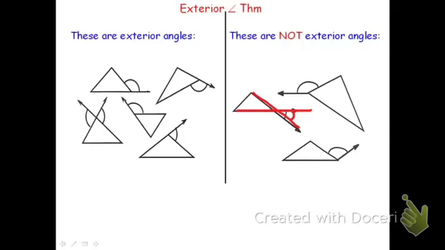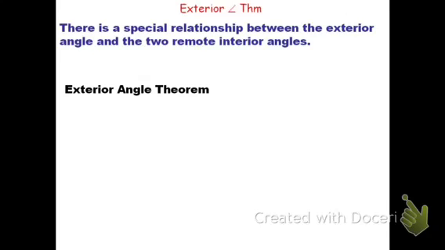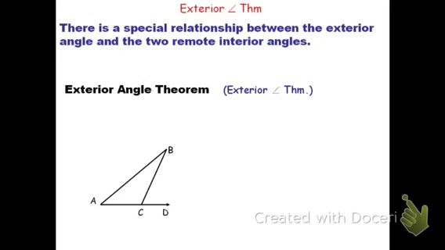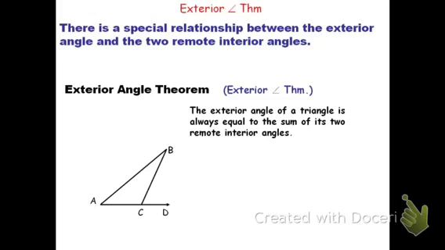Alright, now that we understand what is an exterior angle and what is not, let's look at the theorem that derives between the relationship of the exterior angle and the two remote interior angles. We're going to call this the exterior angle theorem. And it basically holds this. If you have an exterior angle, then the exterior angle will always equal the sum of the two remote interior angles. Okay, that means, in this case, the exterior angle, angle BCD, would equal the measures of the two angles that are away from that angle, which would be angle CAB and angle CBA.